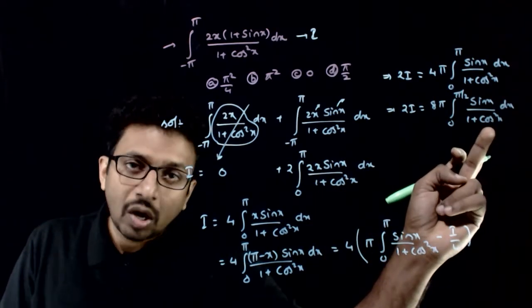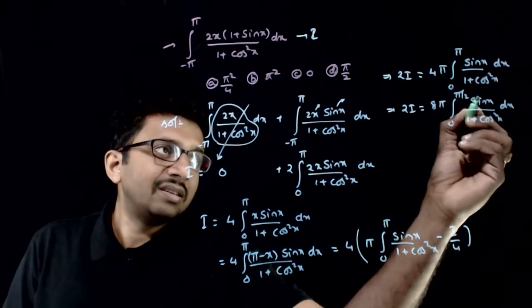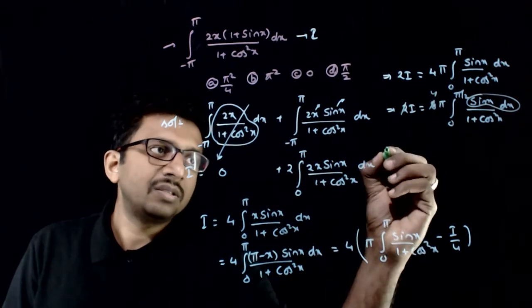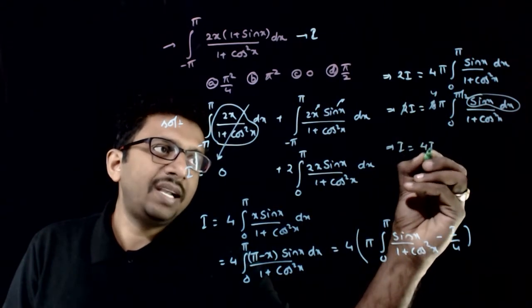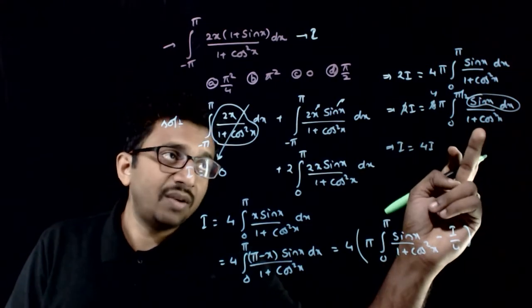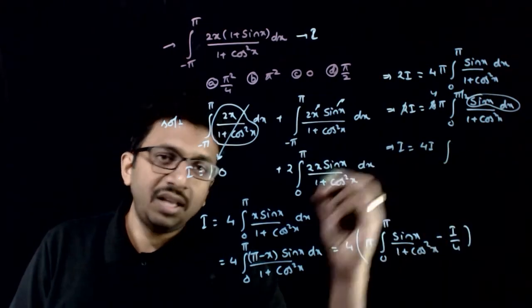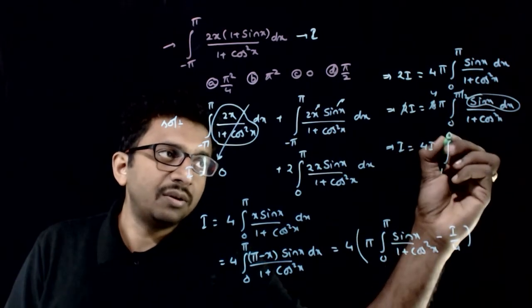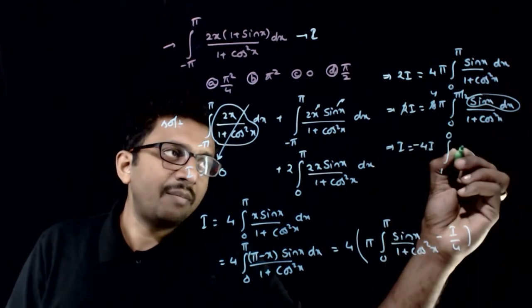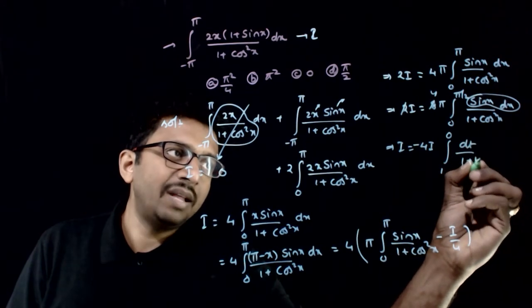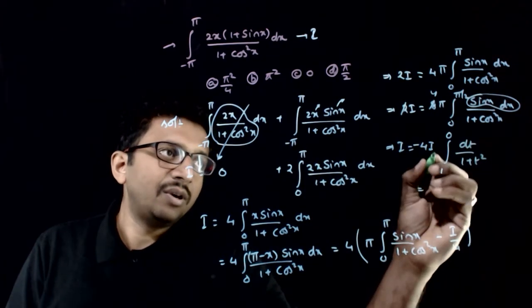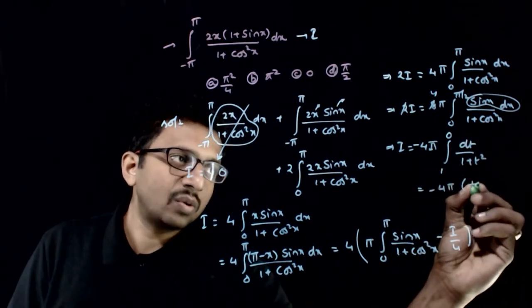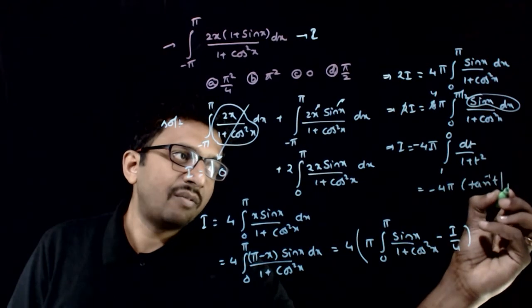Let us take cos x is equal to t. Sin x dx will become minus dt. So this implies I is equal to 4 pi times, putting cos x is equal to t, the limits become cos 0 equals 1 to 0. So you have a minus dt by 1 plus t square. That's equal to minus 4 pi times tan inverse t from 1 to 0.